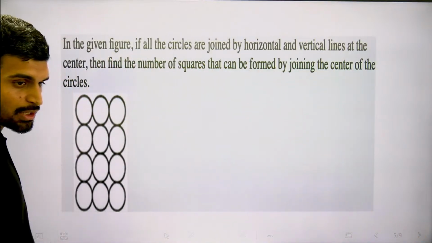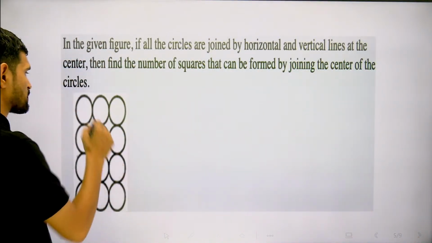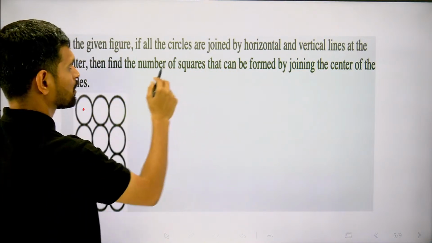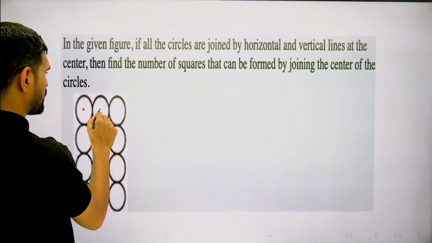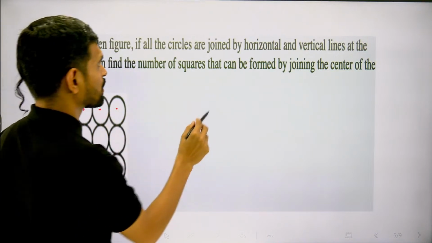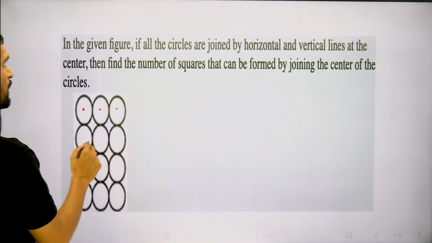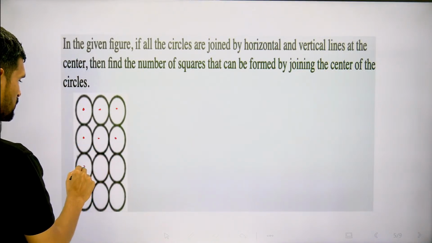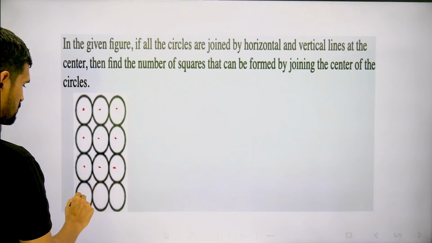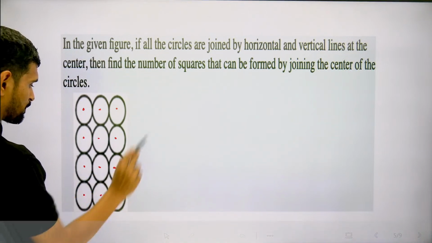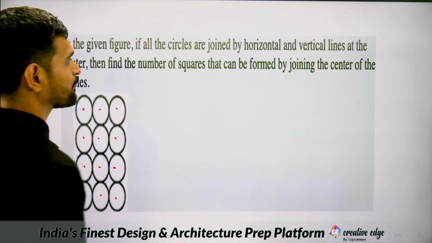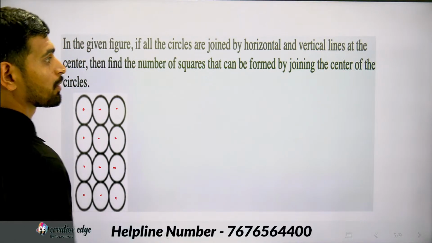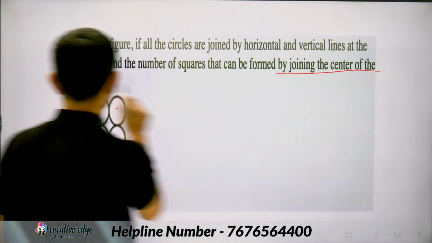Few more questions to discuss. These are the questions from NATA 2022. In the given figure, if all the circles are joined by horizontal and vertical lines, right? All the circles are joined by horizontal and vertical lines. So I'm considering centers of the circles, right? Then find the number of squares that can be formed by joining the center of the circles.